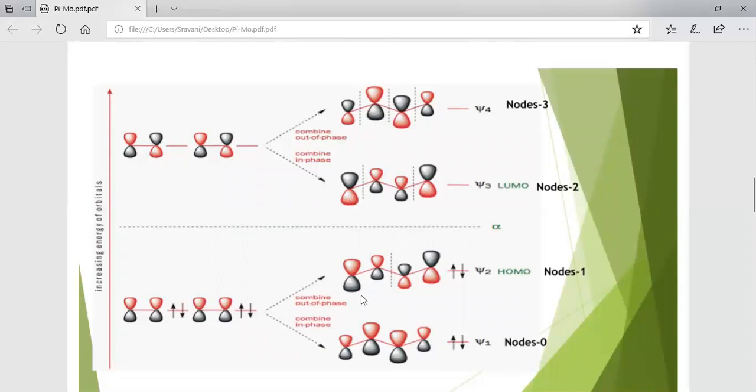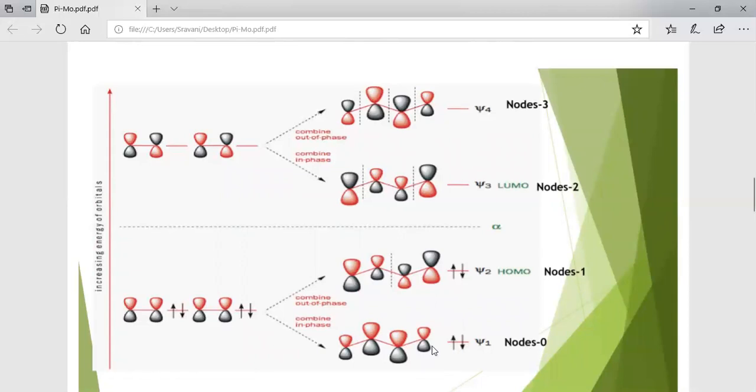Now, first we should give the names. These 4 p atomic orbitals overlap each other and result in the formation of bonding molecular orbitals and anti-bonding molecular orbitals. The first energy level is named Xi1, the second Xi2, the third Xi3, and the fourth Xi4. These are the energy levels. Now we have to distribute the nodes. In the case of the Xi1 energy level, the number of nodes is 0.